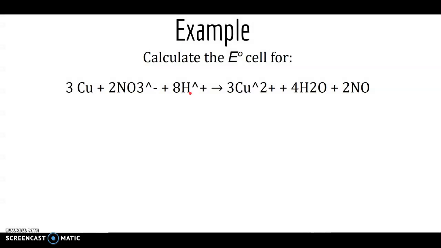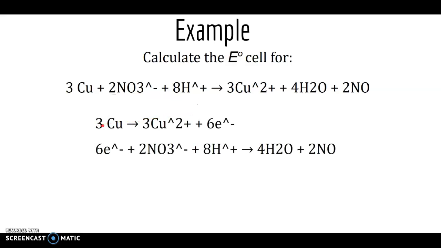Alright, now let's do an electrochemical cell question. For this question we have to find the E0 cell value for this reaction. The first thing we need to do is separate these into two half reactions. So now that we have 3Cu to 3Cu2+ plus 6 electrons, and 6 electrons plus 2NO3- plus 8H+ gives us 4H2O plus 2NO as our half reactions.